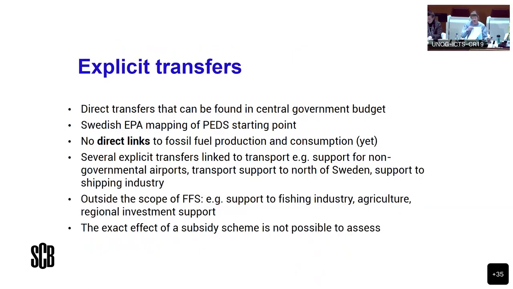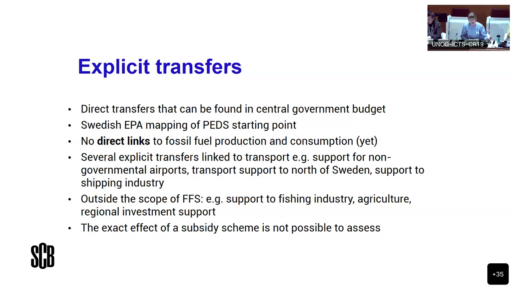So starting off with explicit transfers, and I won't be long on that topic. Basically, what we have used as methodology is the same methodology as for environmental subsidies. So direct transfers that can be found in central government budgets. And the starting point for this was a mapping done by the Swedish Environmental Protection Agency. But actually, we found really no direct links to fossil fuel production or consumption when we went through the budget lines, at least not yet.